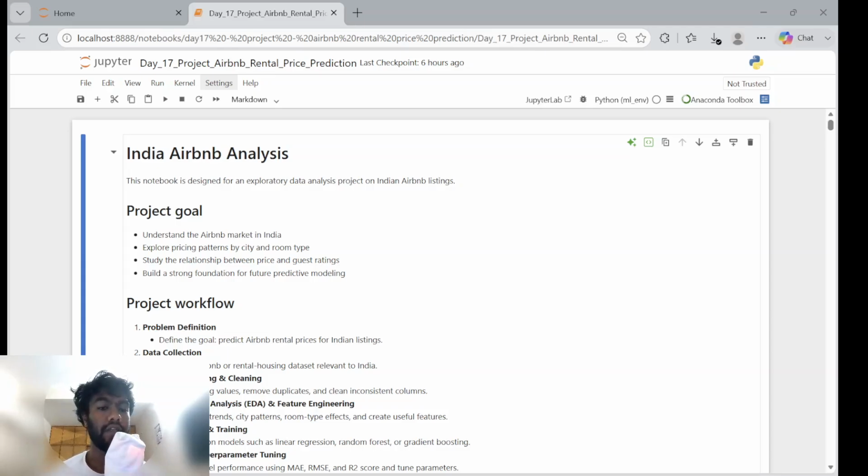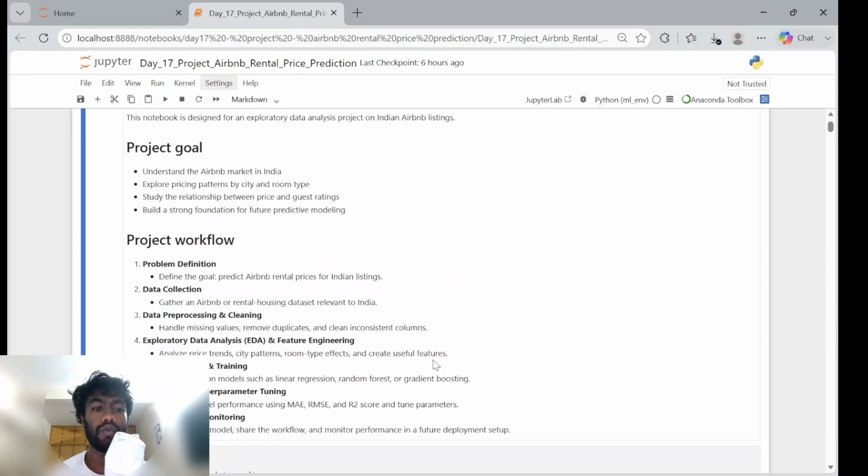This is day 17, and again, we are looking at another end to end project. This time, it's with the Airbnb India dataset. So, we have already come across many of these steps. Let's quickly go through the project workflow.